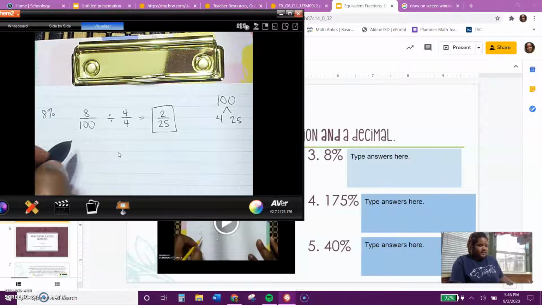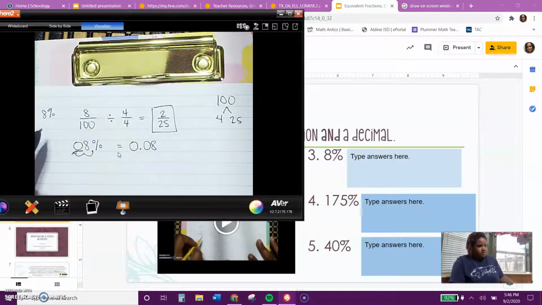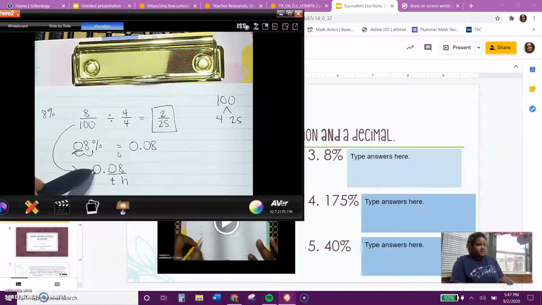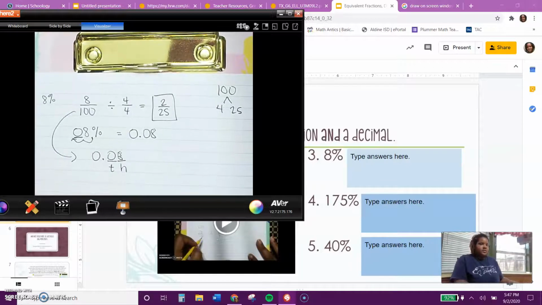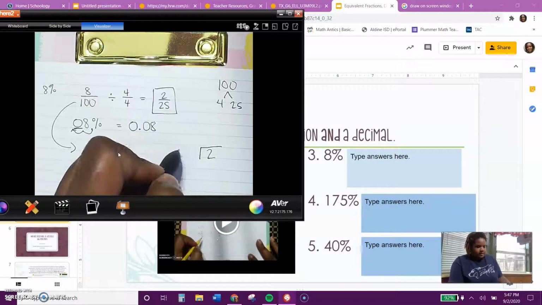Then I want to write this as a decimal. Remember, all I need to do is take the decimal from the back of the percent and move it 1, 2 times to the left. I have an empty space, so I have to put a 0. My decimal is 0.08. Or you could have said it's 8 hundredths, so using place value, you know that this is the tenths, this is the hundredths, so 8 hundredths is also this decimal.